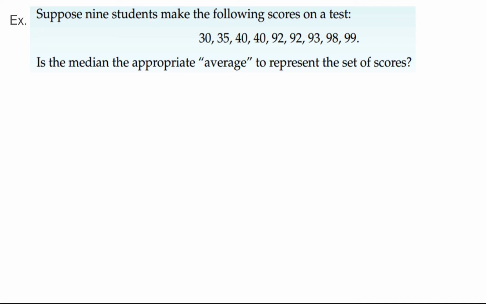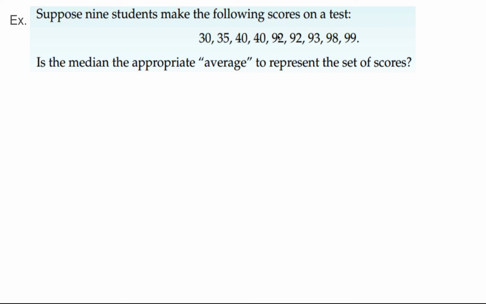What is the median? This is already arranged in ascending order, right? So we can see there are 1, 2, 3, 4, 5, 6, 7, 8, 9. Half of that is 4.5. So the median should be between the fourth and fifth number. But because there are 9 values, exactly the middle number is the median. So 92 is the median.